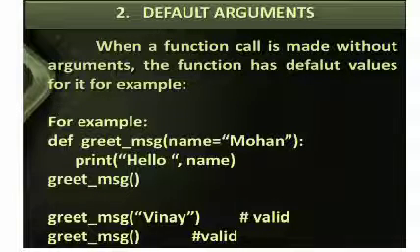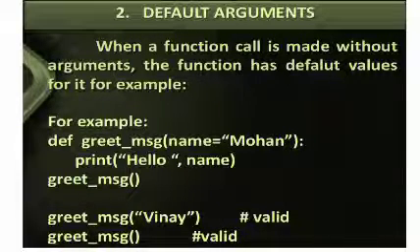When a function is called without arguments, it accepts the default value. Here is an example: define def greet_msg, which contains a variable name. It holds the default value Mohan. When we call the greet_msg function and pass a string value, that overwrites Mohan. Otherwise, if you don't pass any argument, it returns the Mohan value.